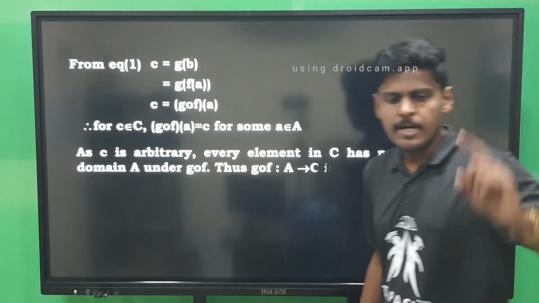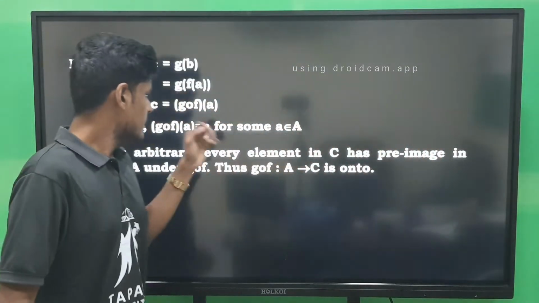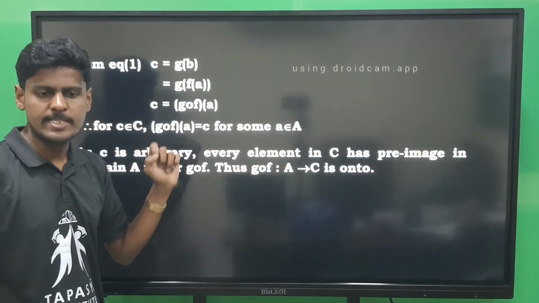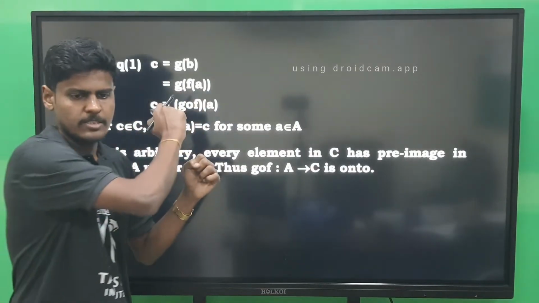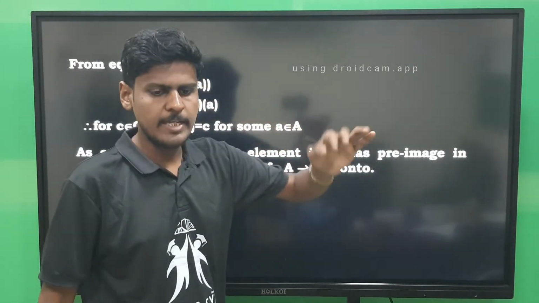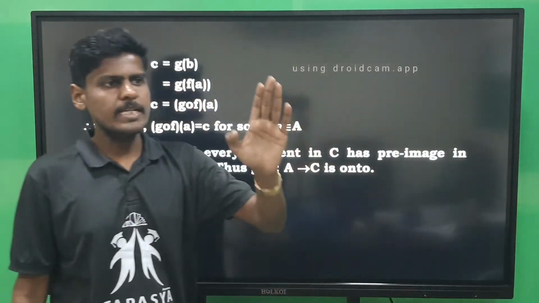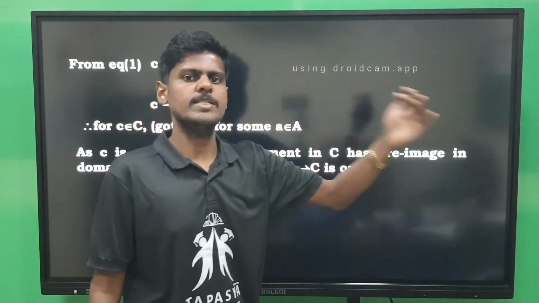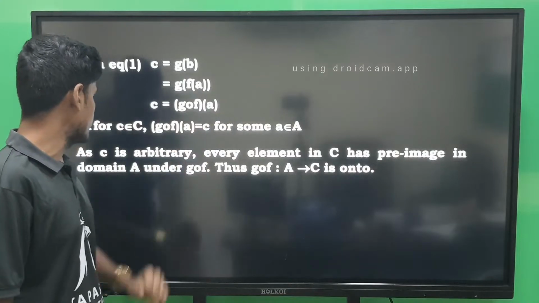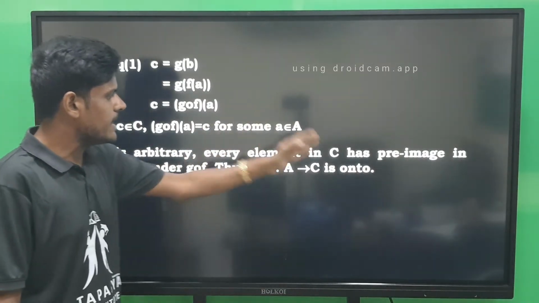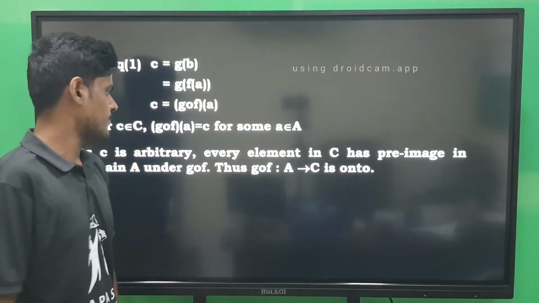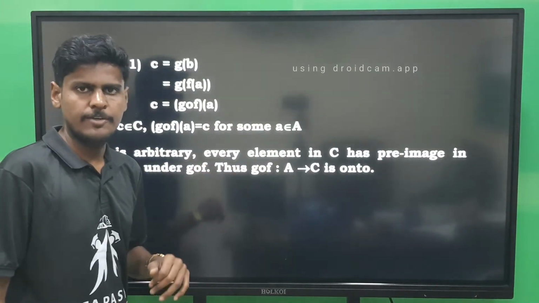Now that means for some c in set C there exists g of f of a equal to c, and this input is nothing but a, which belongs to set A. That means for every element in A, there is a corresponding image in set C, as well as all the elements in set C have some pre-image from set A. That is what is understood from this statement. As c is arbitrary, every element in set C has a pre-image in domain A under g of f. So that is what is concluded from this statement.